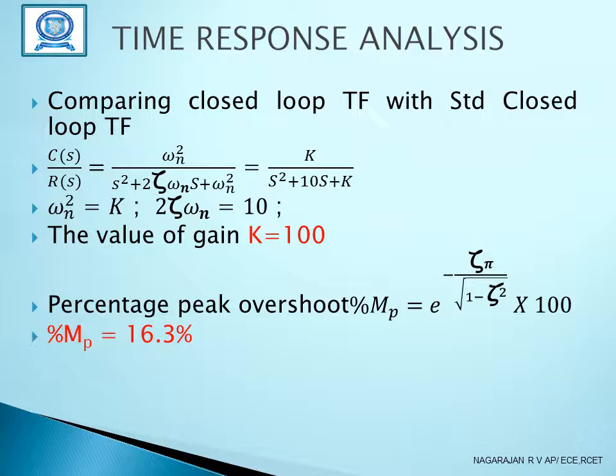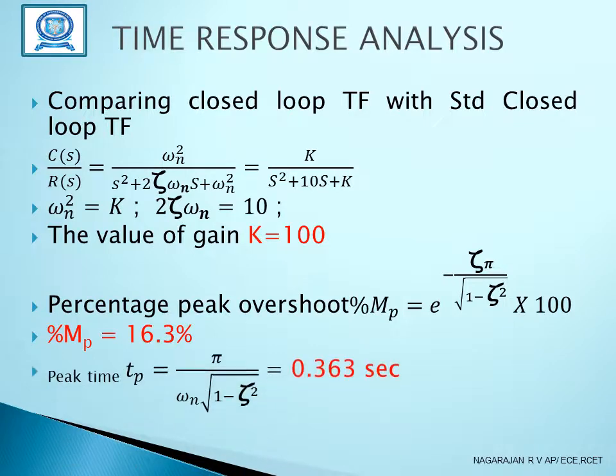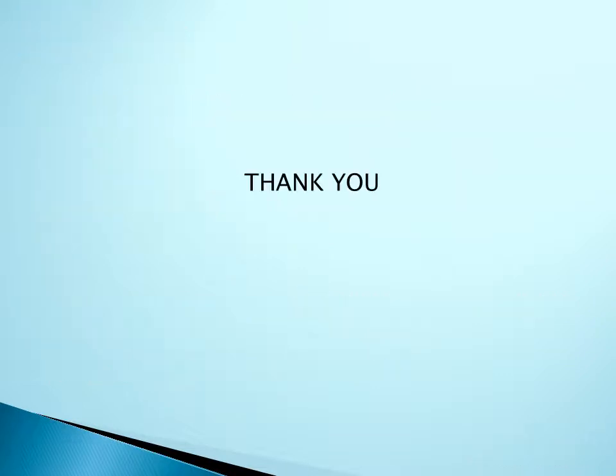percent. And now we need to calculate the peak time. We know the formula: Tp is equal to pi divided by omega d. Omega d is nothing but omega n into root of 1 minus zeta square. Peak time Tp is equal to pi divided by omega n into root of 1 minus zeta square. The omega n value is 10 radian per second and the zeta value is 0.5. Substitute all the values, we will get 0.363 second. Okay, thank you.